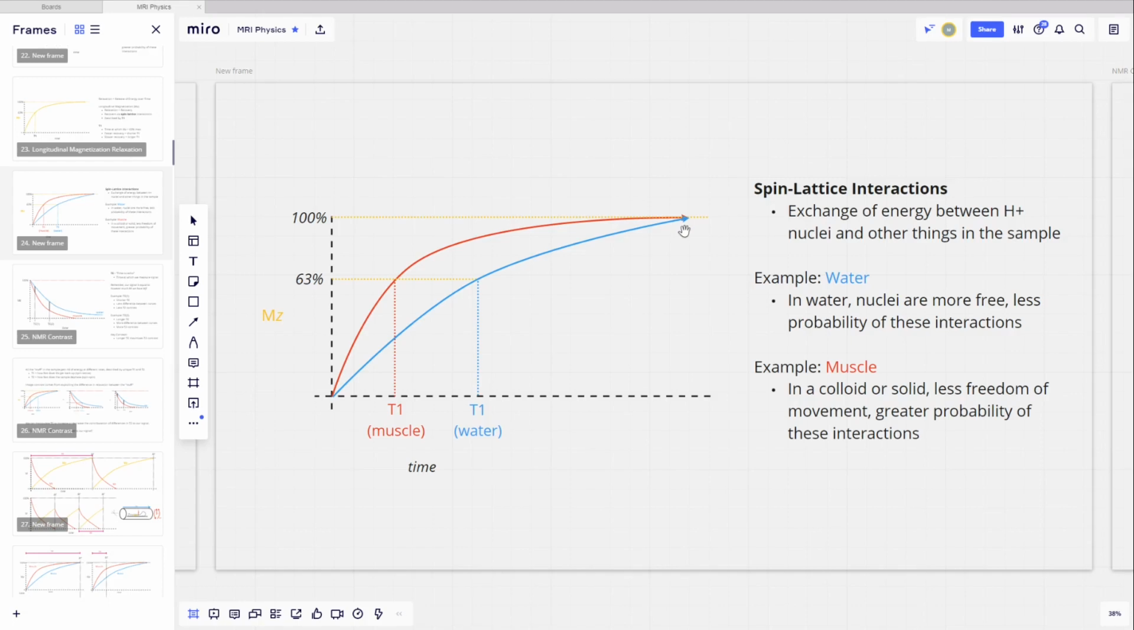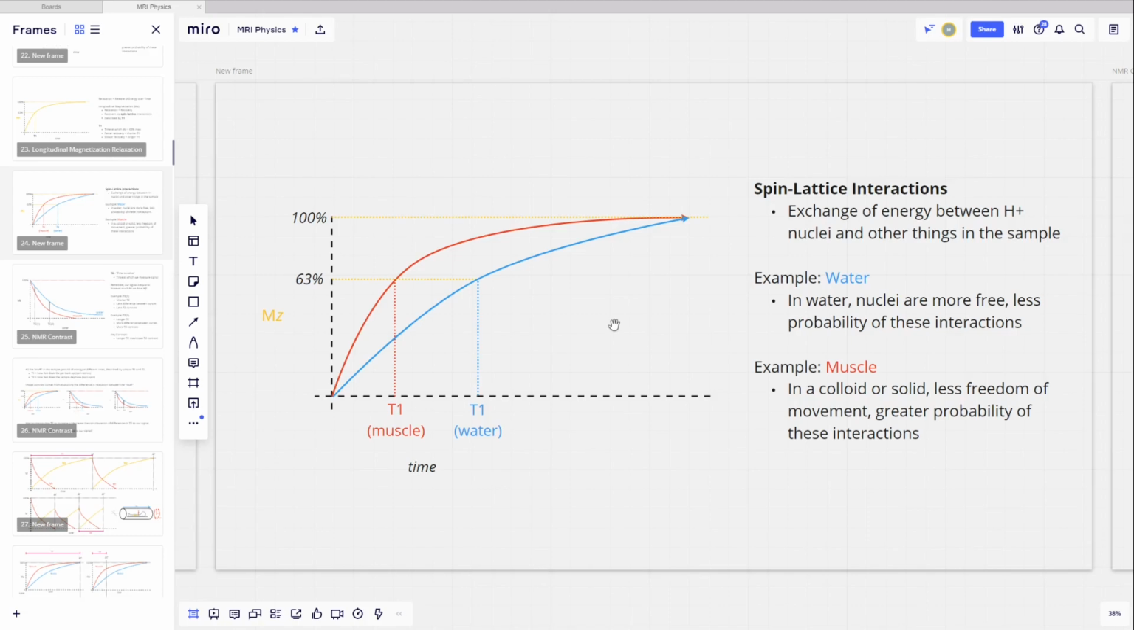Muscle, on the other hand, is complex biological tissue, and because of that, it's easier for those spins to hand off energy to other spins in the lattice, to the rest of the lattice. Think of the lattice just kind of as the superstructure. And so the more organized things are, the easier it's going to be to hand off energy in that way. And that's why this curve gets to 63% sooner, so your T1 is going to be shorter. And again, we've got a difference between curves. The muscle is going to recover at one rate, water is going to recover at some lesser rate.